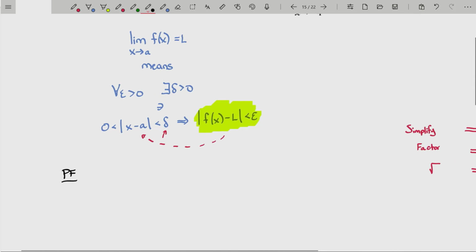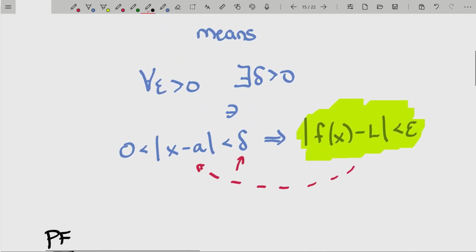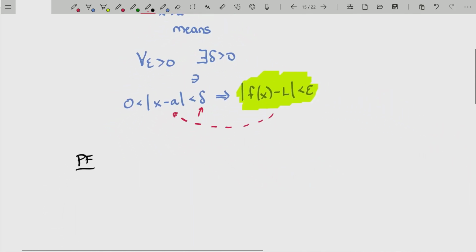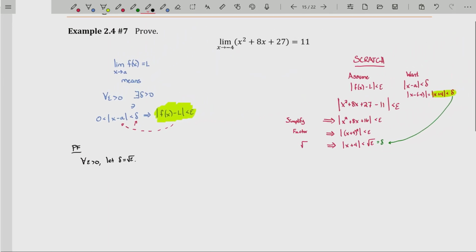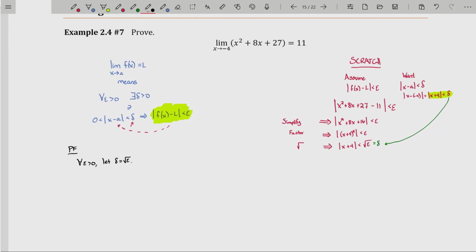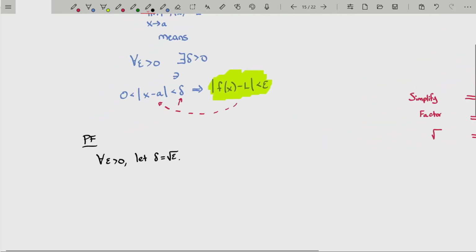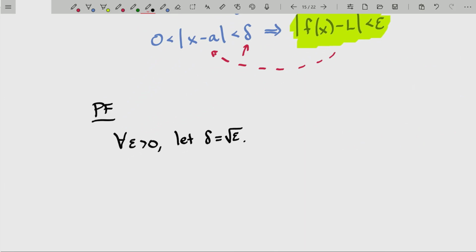Again, when you write your proof, you're pretty much copying the definition almost verbatim. So I'm going to say for all epsilon greater than 0. The only part that changes really, as far as the handwriting here, is I say let, because we are making our choice for delta. So let delta equal the square root of epsilon, because that's what we got in our scratch work. Remember, nobody sees that scratch work except for your professor and you. But otherwise, the world is just going to see your proof.